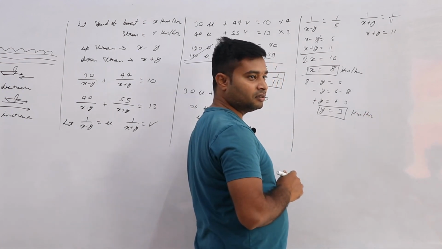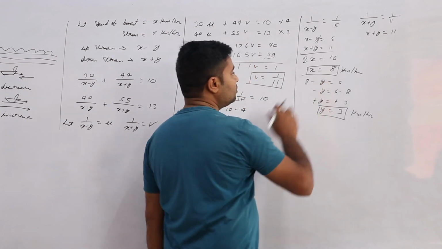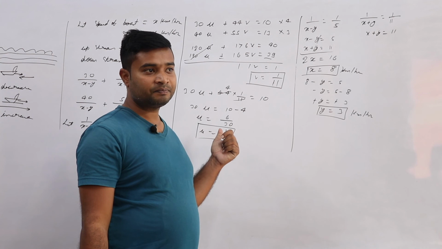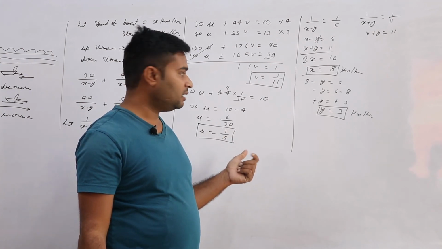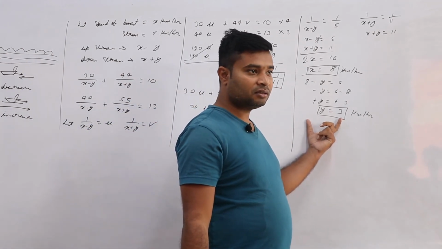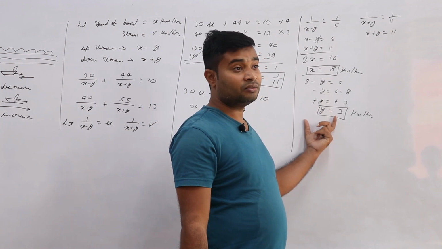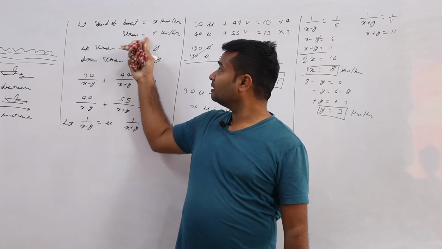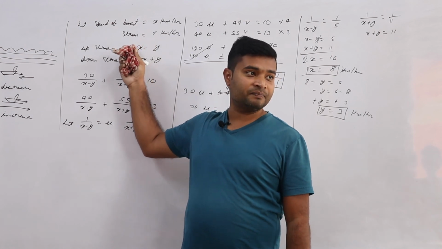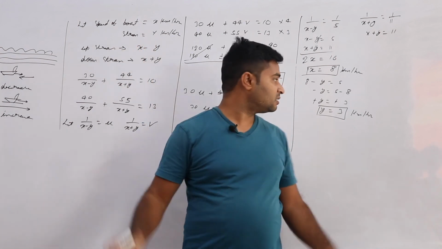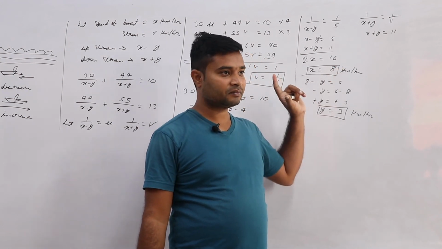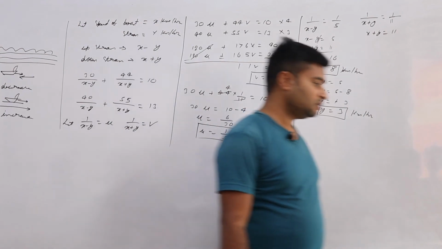This is x is equal to 8 kilometers per hour, the speed of the boat. And y is the speed of the stream. So the speed of the stream is 3 kilometers per hour and the boat speed is 8 kilometers per hour. Correct? Done, sir.